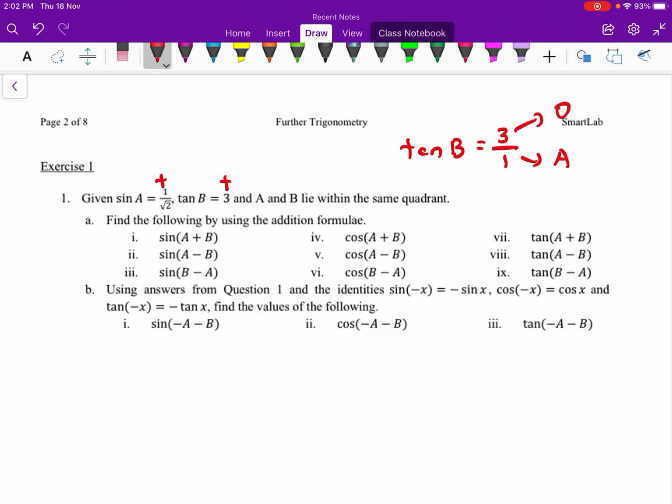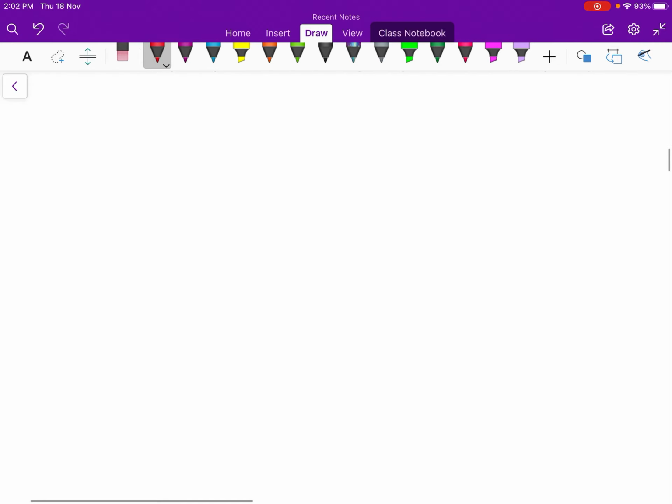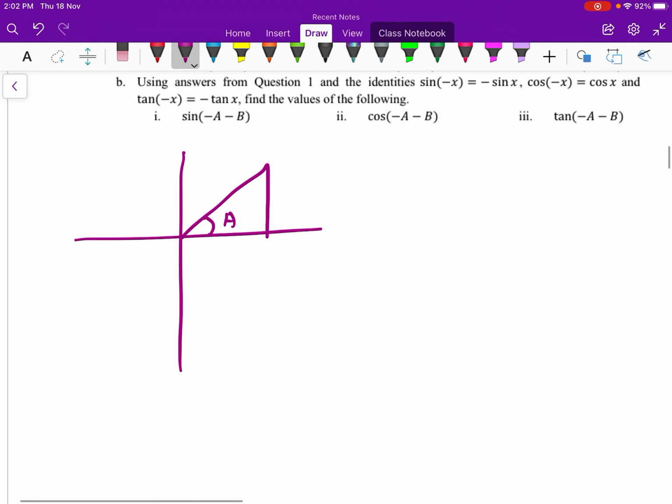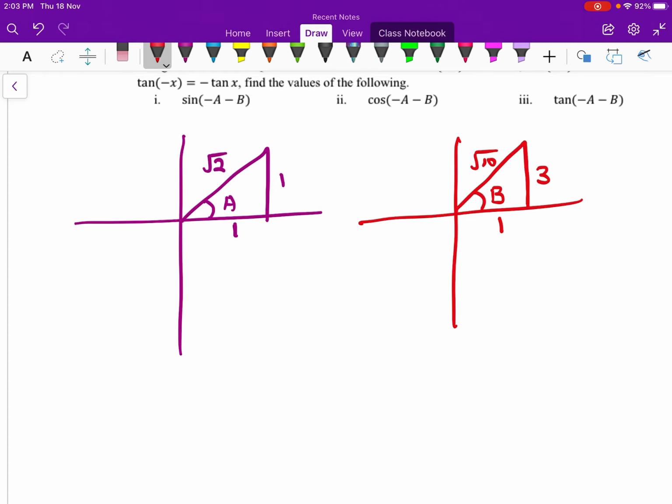So sine A plus B. First thing first, we draw the two triangles. We have angle A right here. Angle A is 1 over square root 2, so this will also be 1. Then we have angle B. Angle B is 3 over 1, so this is 3 divided by 1. Of course, your hypotenuse, if you use Pythagoras theorem, you should get square root 10. Okay, so let's do part i together.